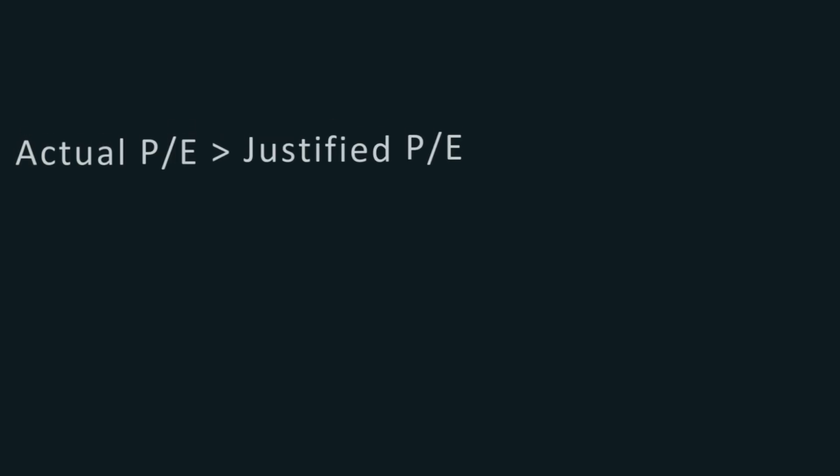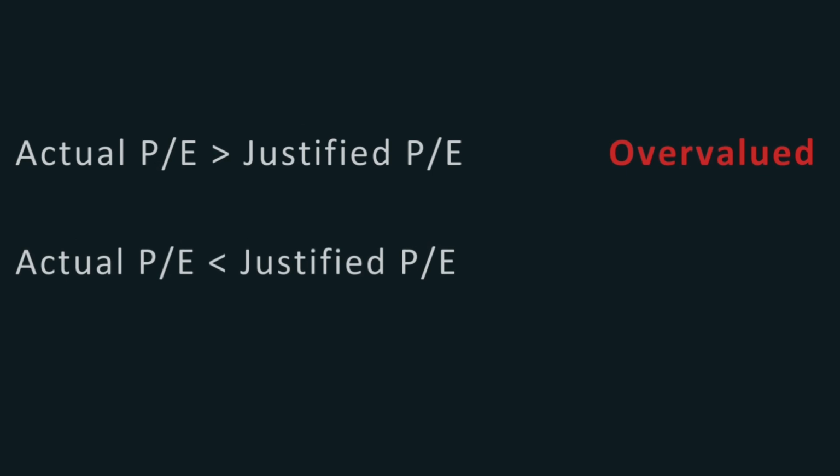Now comparing the actual PE ratio with justified PE ratio provides us insight about whether a stock is undervalued or overvalued. So if actual PE ratio is more than justified PE ratio, this means that current market price is more than the intrinsic value and is considered as overvalued. If justified PE ratio is more than actual PE ratio, this means intrinsic value is more than the current market price of the stock and is considered as undervalued.